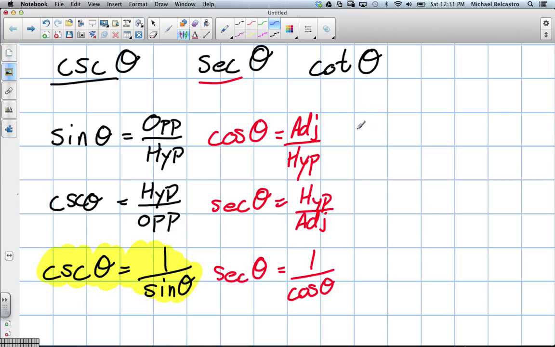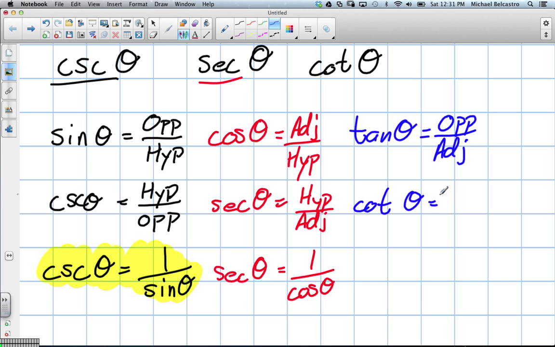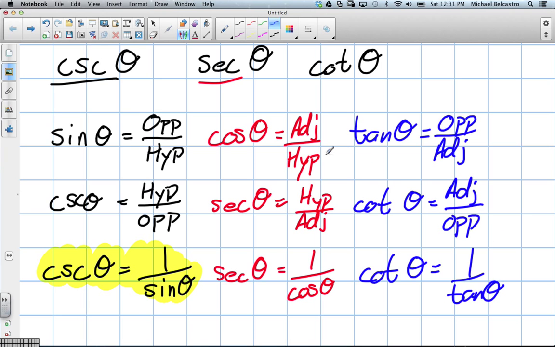And then finally the last one, tangent theta, what is that equal to? Opposite over adjacent. Yep. Which means cotangent theta would be adjacent over opposite. And then finally, what's the most common way to represent our cotangent theta? 1 over tan theta. Excellent. Pick up very quick. Good. Okay, so these are just some inverse functions or inverse ratios.